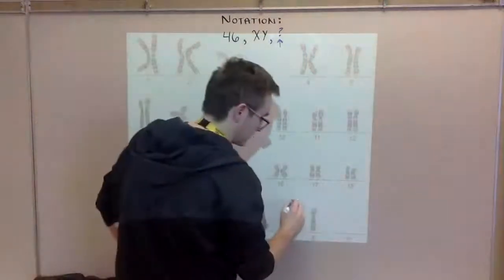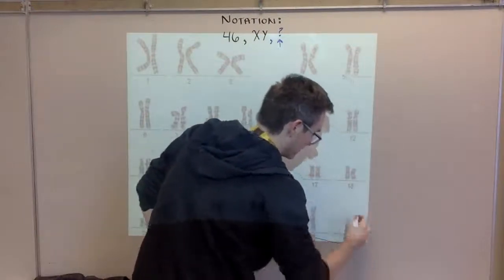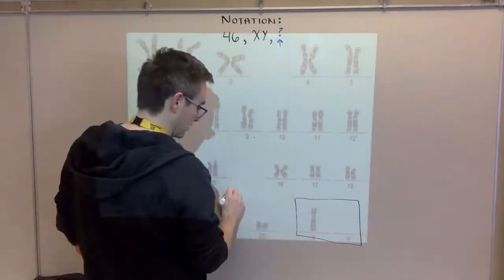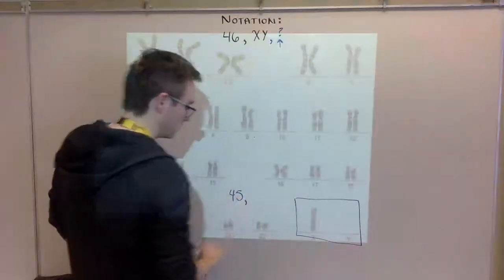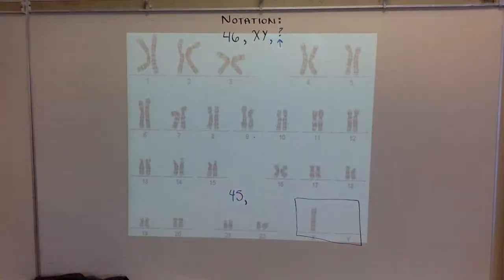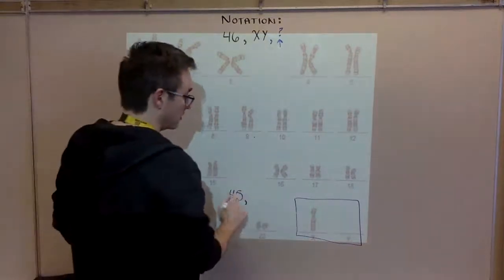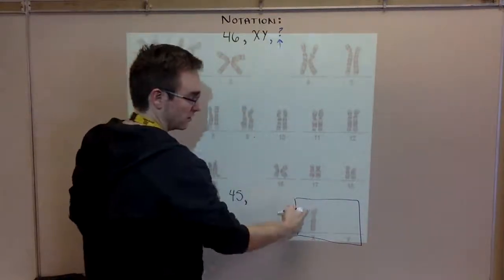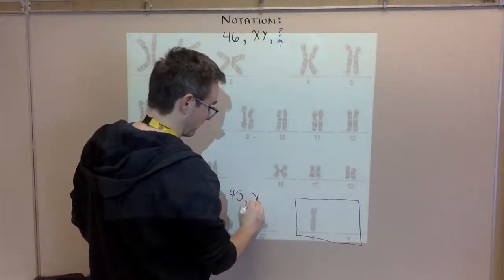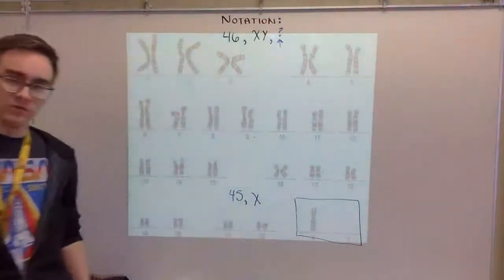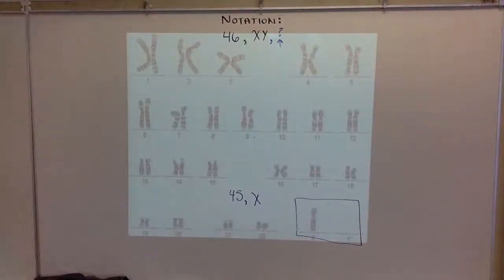The notation's a little bit different here because this one is on the sex chromosome. In this case, we have 45 chromosomes, not 46. And the second one is always based on the gender. This one is technically female because there is no Y, but we would just write 45X. This is actually Turner syndrome.